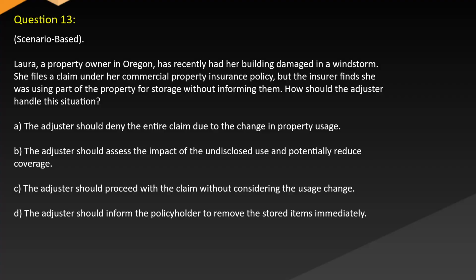Question 13, scenario-based. Laura, a property owner in Oregon, has recently had her building damaged in a windstorm. She files a claim under her commercial property insurance policy, but the insurer finds she was using part of the property for storage without informing them. How should the adjuster handle this situation? A. The adjuster should deny the entire claim due to the change in property usage. B. The adjuster should assess the impact of the undisclosed use and potentially reduce coverage. C. The adjuster should proceed with the claim without considering the usage change. D. The adjuster should inform the policyholder to remove the stored items immediately.